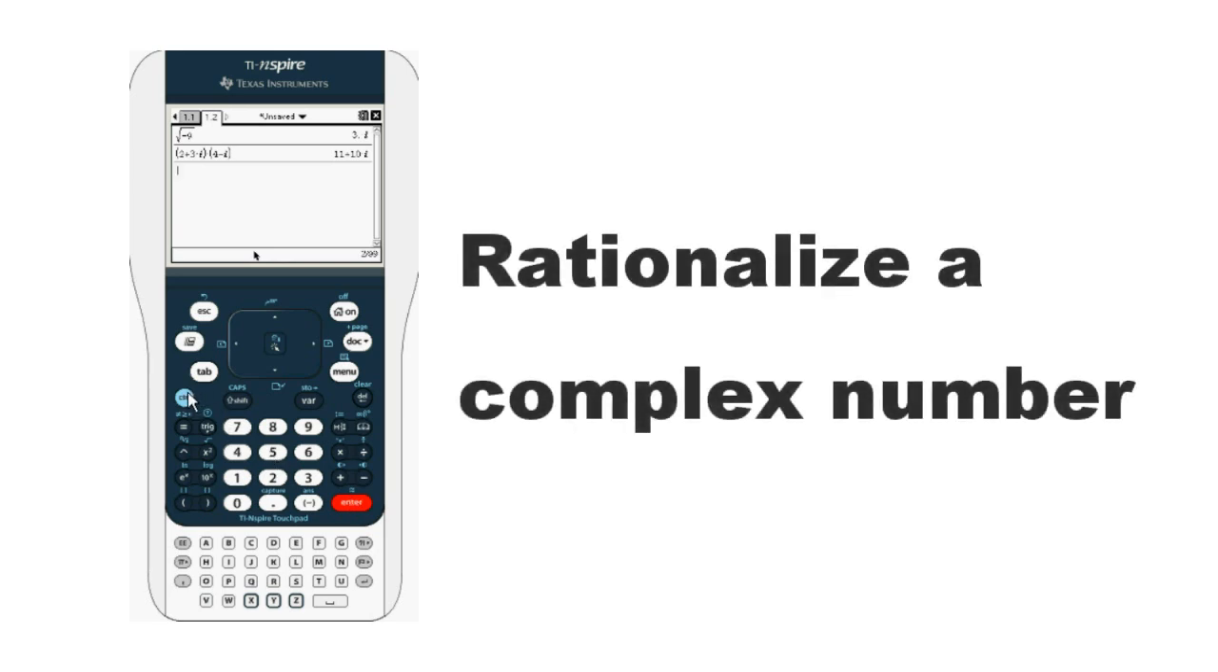If you want to rationalize a complex number, it's very easy. Just select the fraction feature by pressing Control and Divide and input your complex fraction. In this case, 1 over 2 minus i. You'll notice the Nspire does all the rationalizing for us and gives us the answer in fraction form.